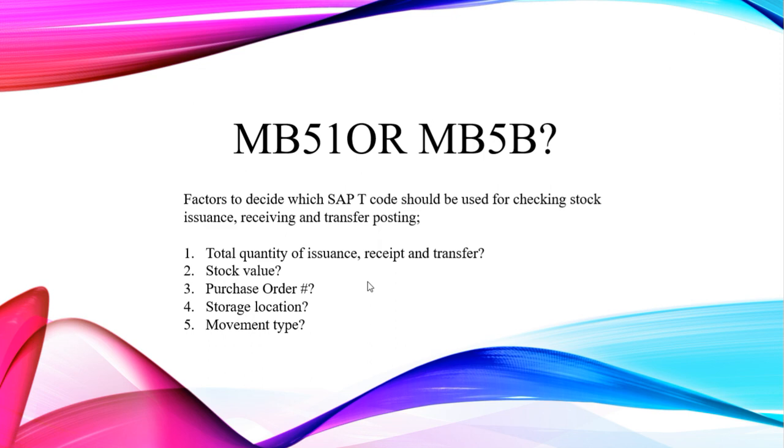And if you want to know the storage location or movement type, we have to further go into depth for that item. So based on these items or factors, I would suggest that we should pursue MB51. And if we have further information about storage location and movement type, then it will make it easier for us to extract reports for issuance, receipt or transfer posting.